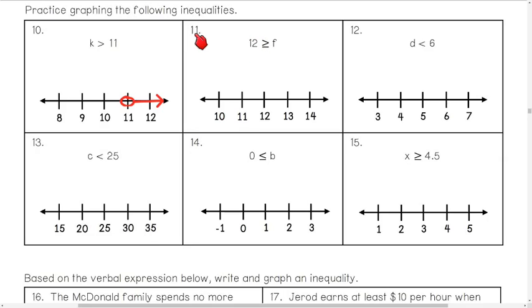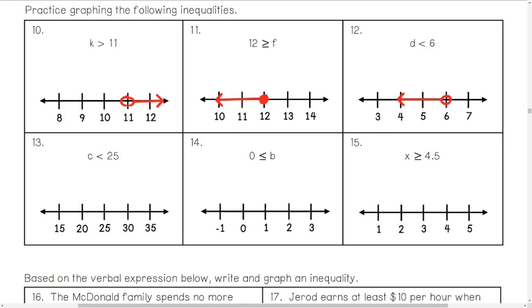On this number 11, is that going to be an open or closed circle? Well, if it has a line underneath it, then that must be a closed circle. So that's going to be a closed circle at 12, and it's going to go to the left because it says here 12 is greater than these numbers. So those numbers have to be smaller than 12 or equal to it. Number 12, D, some number less than 6. That would be an open circle, and it's going to be going to the left because it's smaller than 6.